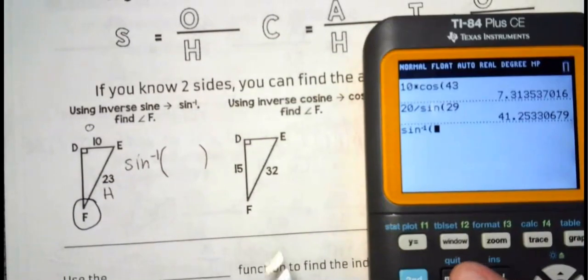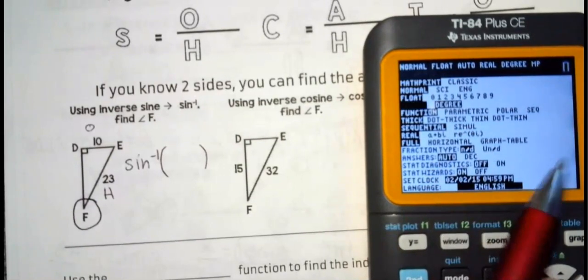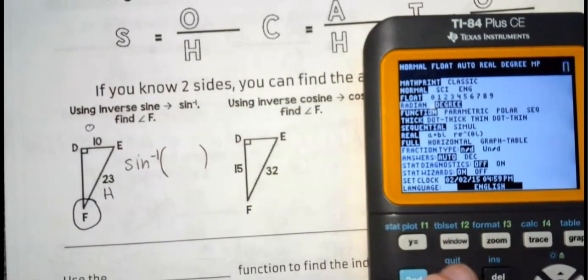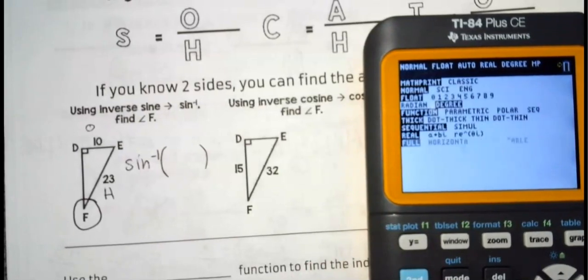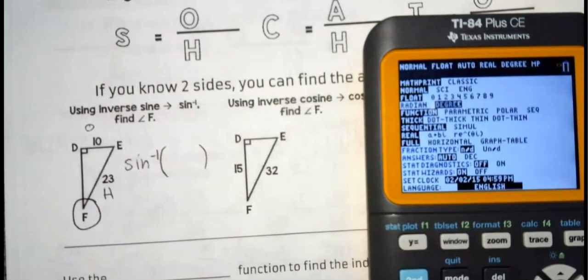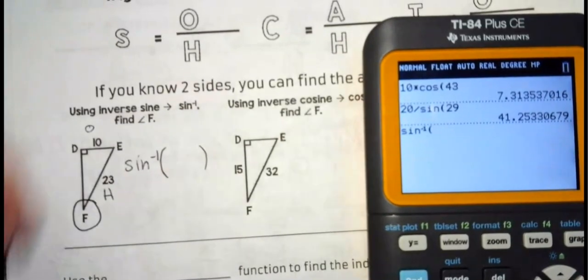Also, your calculator needs to be in degree. If you get something crazy when we're doing this, you'll need to click mode and then highlight degree, press enter, and then clear, and it'll go back. Mode, degree, enter, clear. We'll make sure it's in the right mode.